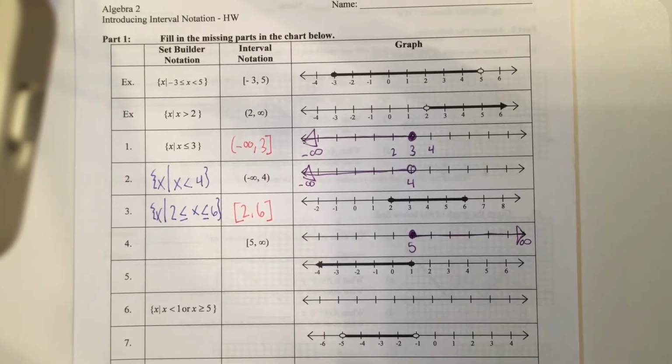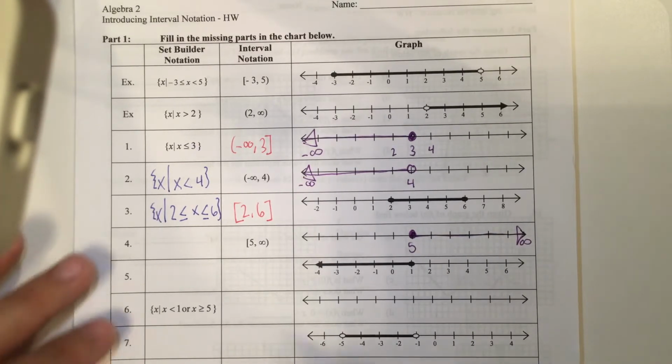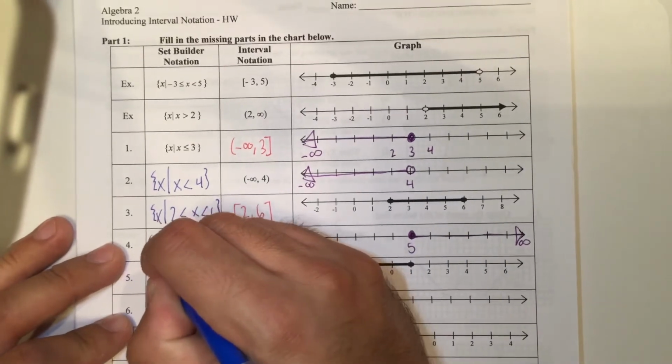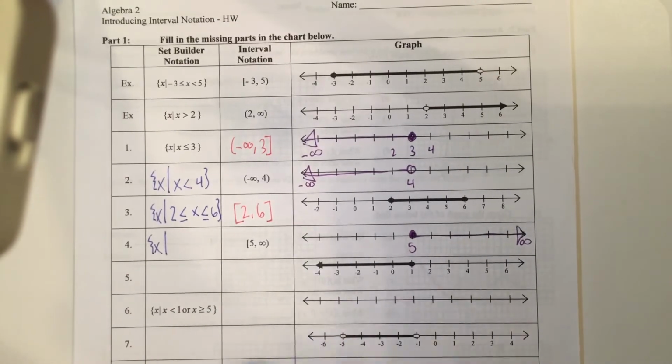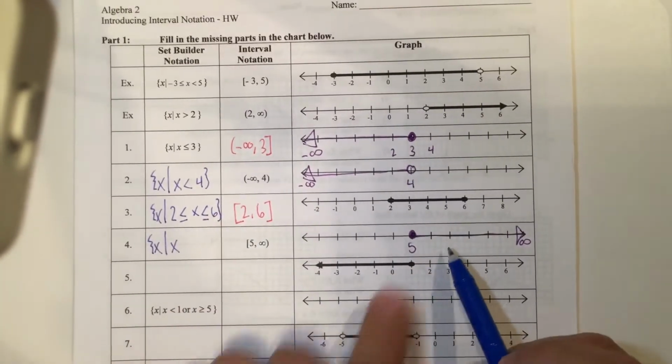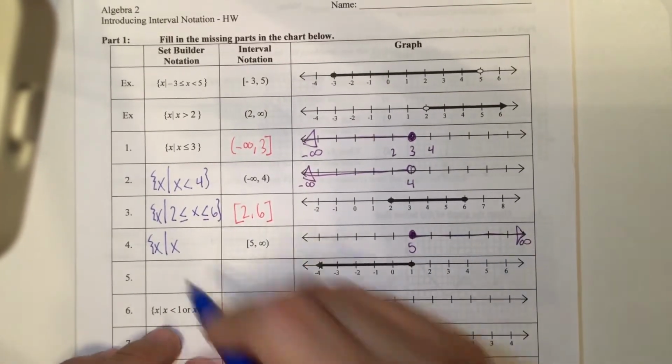Now for a set builder, I'm going to show you 2 ways to kind of write this. It's going to be up to you. So braces, x such that. For me, I'm always going to start with x, and I can see that x is greater than or equal to 5.